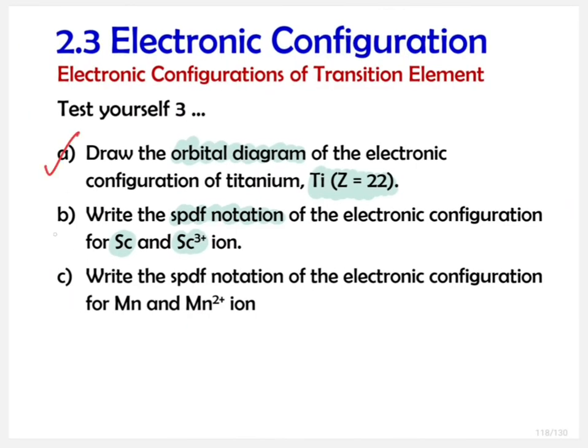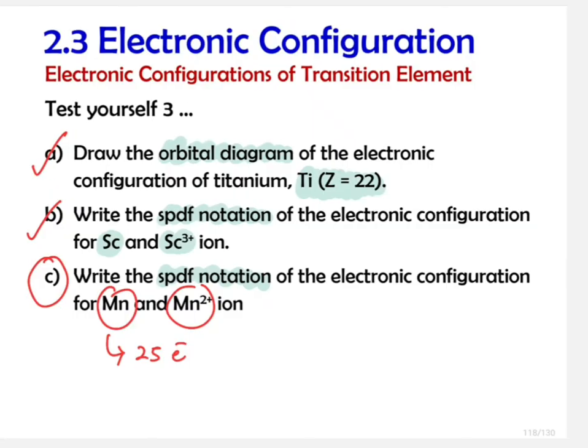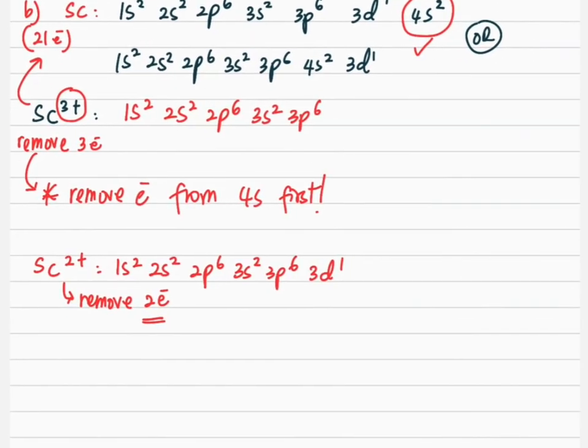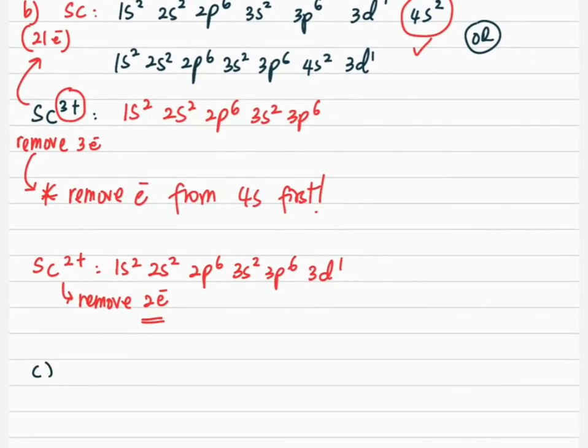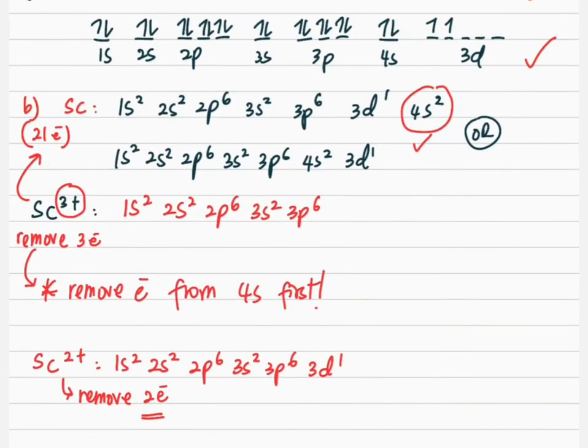Alright. So untuk yang ni saya dah discuss. This one is also dah discuss. So you boleh continue with C, manganese. If I'm not mistaken, this contains 25 electrons. So awak boleh figure out lah macam mana nak buat. And then soalan pun minta spdf notation. So please sambung dengan C.